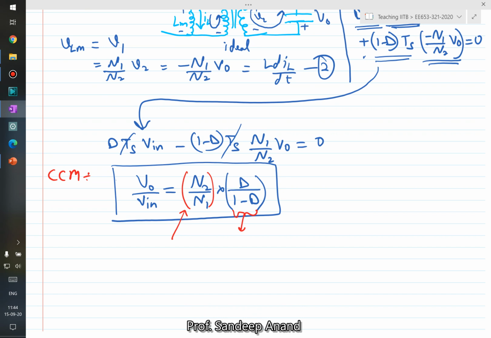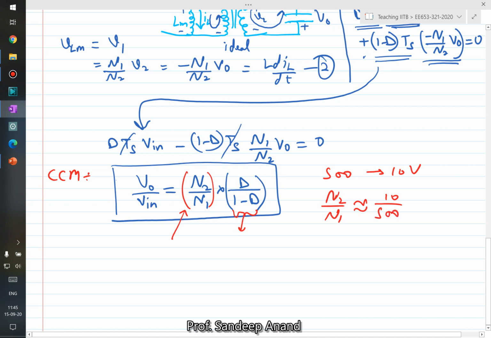For example, if your input is 500 volt and you want to buck into 10 volt, then you can set your N2 by N1 ratio to be almost equal to 10 by 500. That would imply your duty cycle would be very close to 0.5, and still you will get a 10 volt output from a 500 volt input. So the limitation which was there with the conventional buck boost, that you cannot get a much lower or much higher value efficiently, is no longer possible.